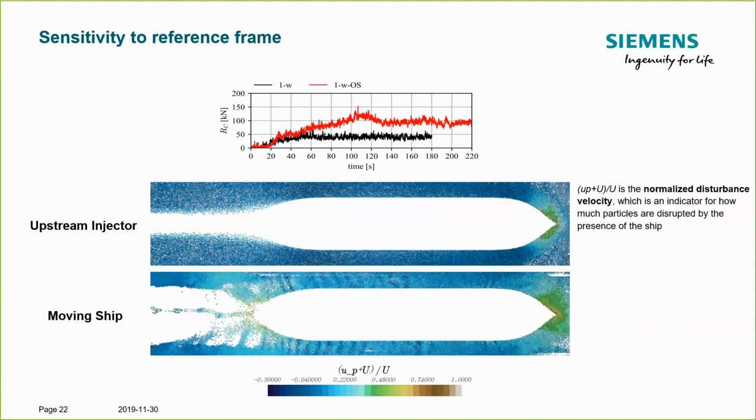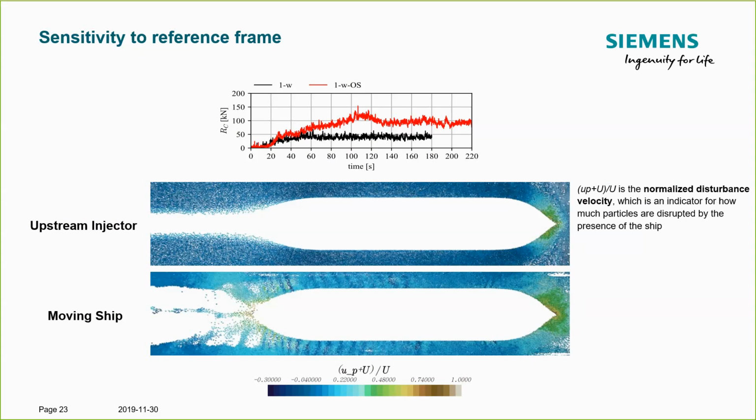Now let's look at the sensitivity to the reference frame. Recall I introduced the upstream injector approach and the moving ship approach. You can see here the contact forces differ considerably. Let's look at why this is for this load case. The only thing that will give some sort of evidence why we see such an increase in the contact forces is to look at the local flow fields.